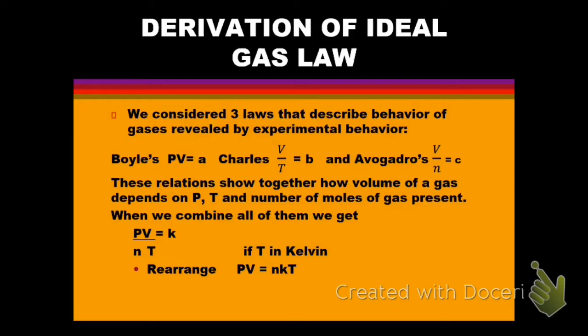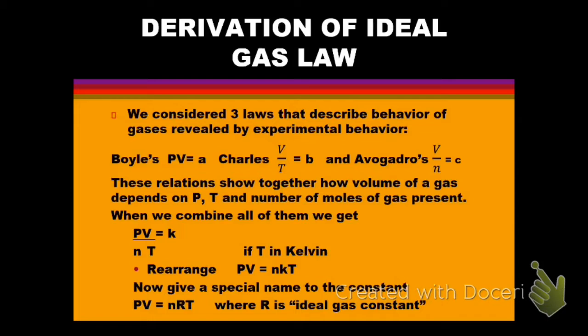So if we just do a little bit of algebraic rearrangement, we see that pressure times volume would equal n times K times T. So now all that we are going to do is give a special name to that constant, and that means we're going to use a new letter to represent that constant. And what results is what is known as the ideal gas law. PV equals nRT, where R is the ideal gas law constant.